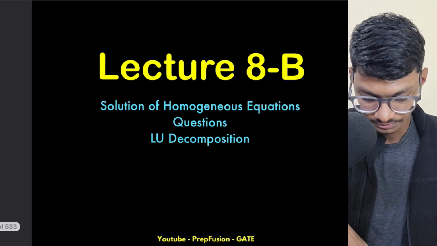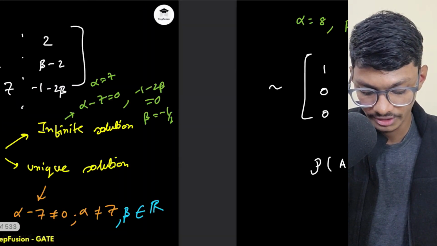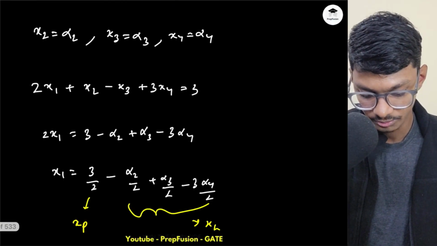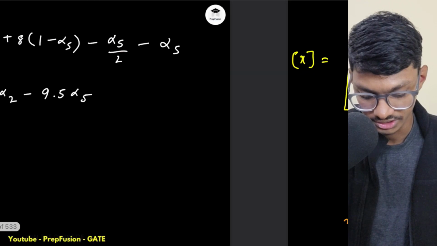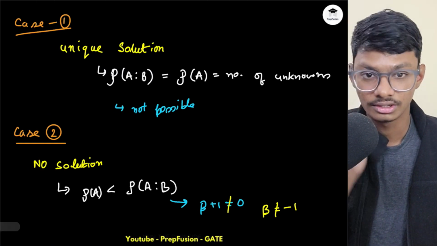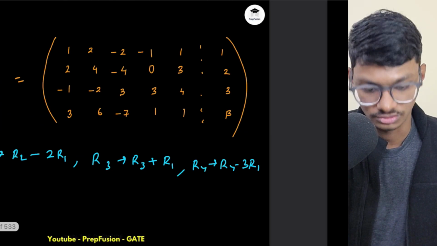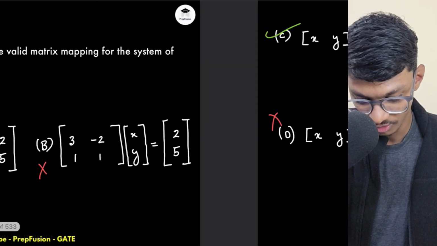Before going to this, I just wanted to give you a quick recap of what we learned in the previous lecture. In the previous lecture, we learned about non-homogeneous equations and their solutions. What is nullity, what are free variables, all those things. It was actually a very long lecture.